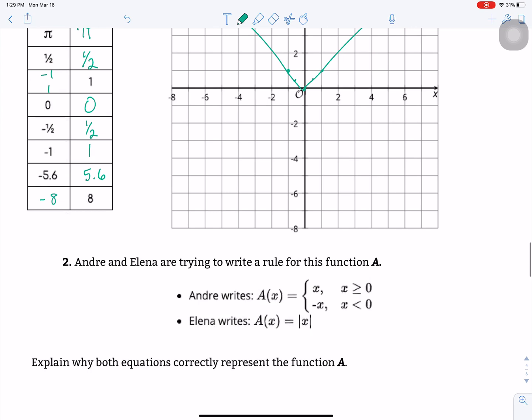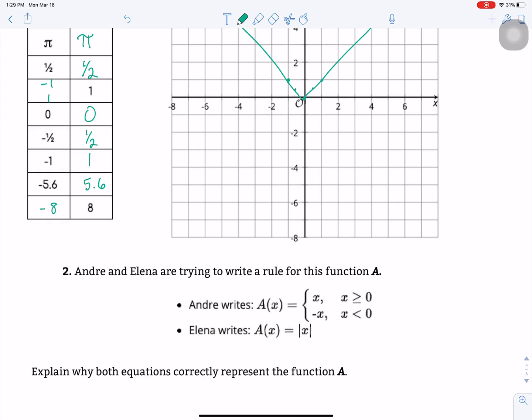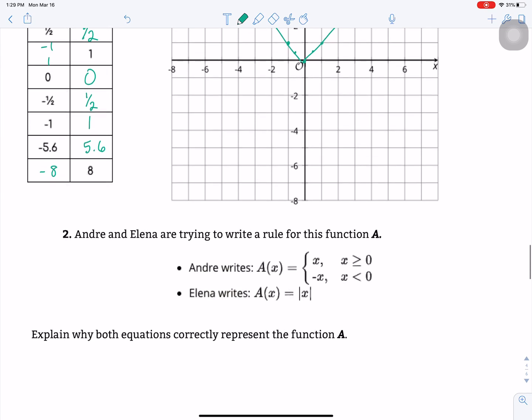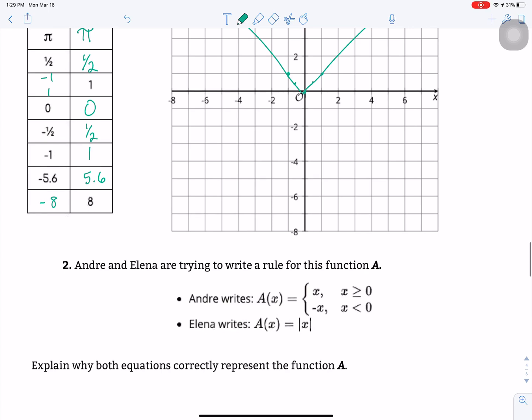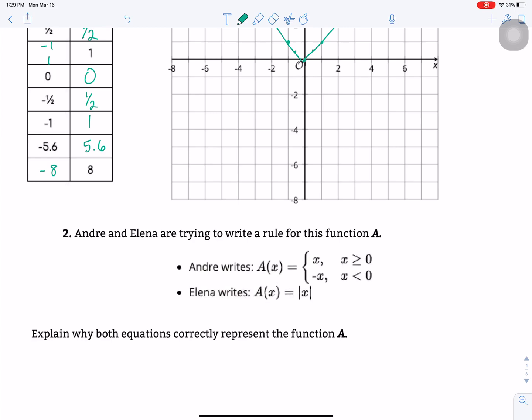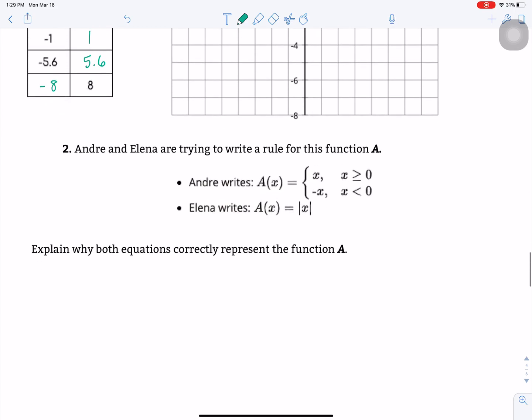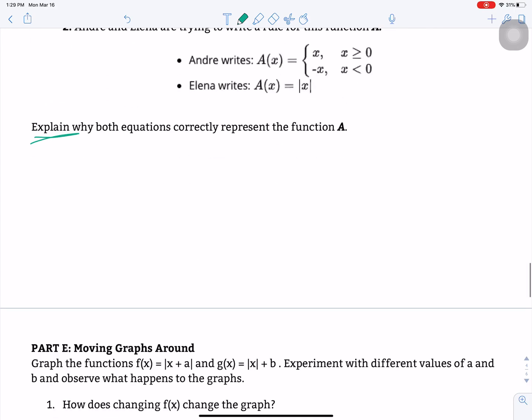So writing a rule for this, we have two different people writing, and Andre is saying it's a kind of piecewise function, that it's going to be x, or whatever number you started with, as long as x is greater than or equal to 0, and negative x as long as x is less than or equal to 0. And then Elena's writing the absolute value of x. Really, they're the same thing. It just says that whatever we have, we're just looking at the positive version of those, and you're writing a little bit more on that bottom part.